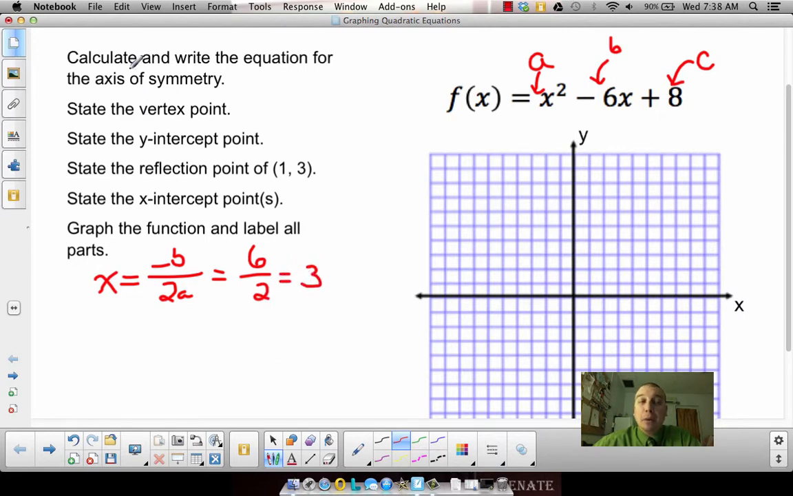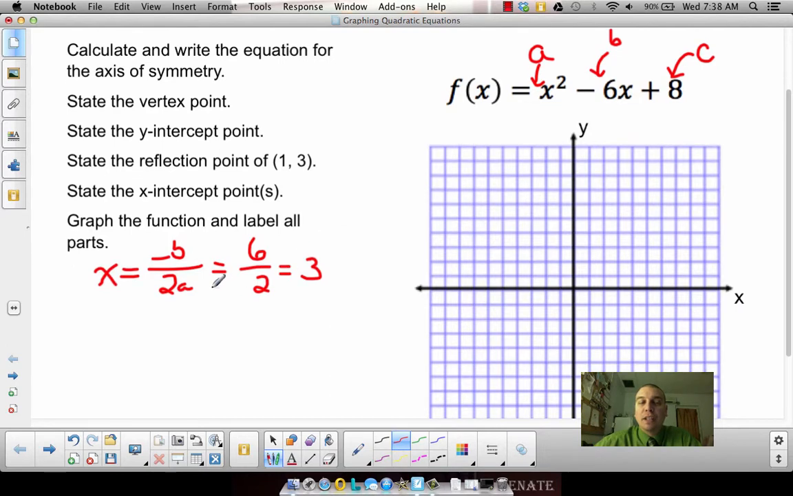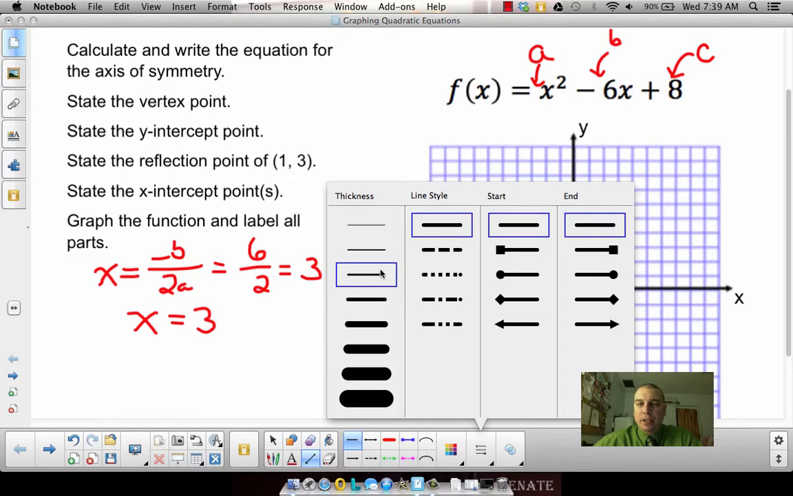So now I've calculated it, but now I have to write the equation for it. Remember, the equation always starts out x equals 3. Now I should be able to draw a line at x equals 3. Let's see if I can actually get this to draw one for me. I'm going to pull out a dashed line. So we'll change the endings here. That's what we look like, line style. I want it dashed because it's not part of the graph. Then we'll put arrows at the end.